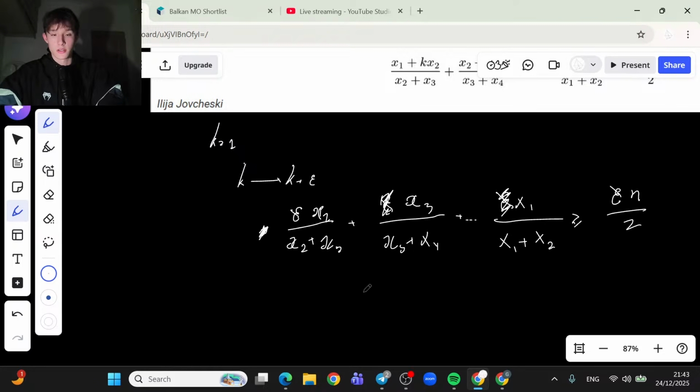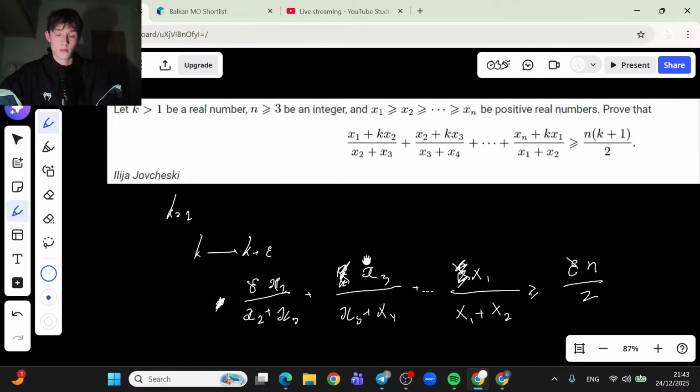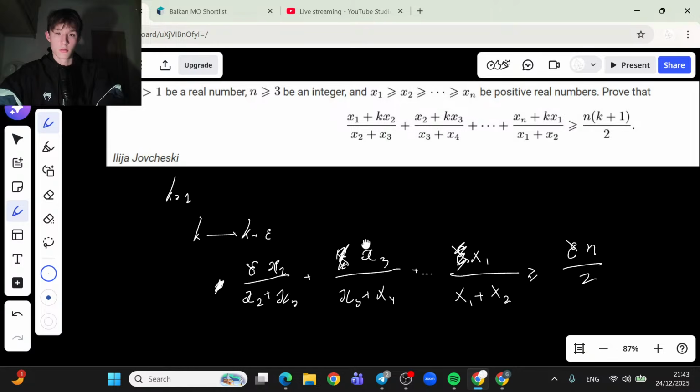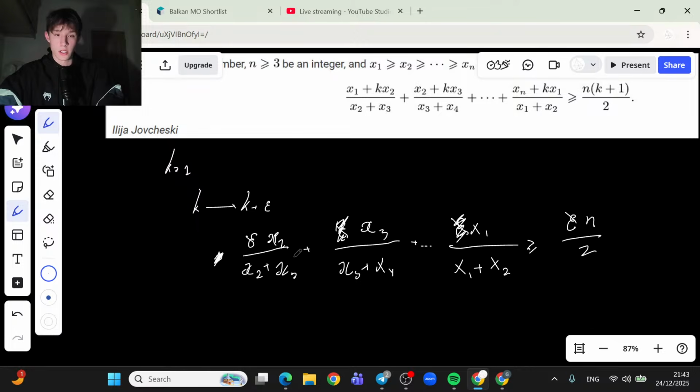Well, this looks like the Titu inequality, but it's a bit weird because we do have the xn over xn plus x1. That's kind of weird. It's also weird that it says k strictly greater than 1. We for sure have to figure out how to do this nicely.